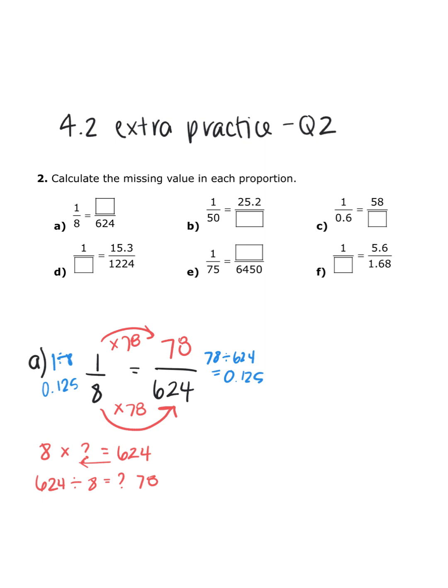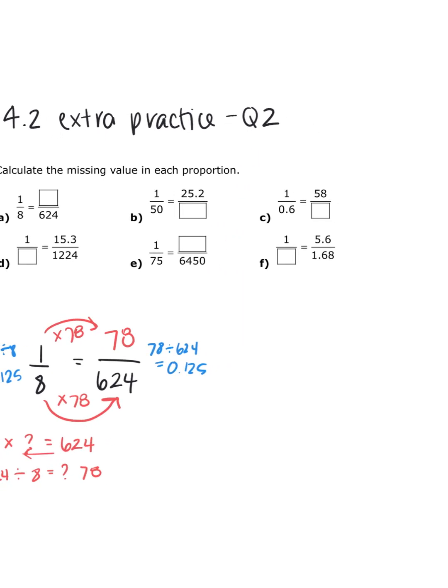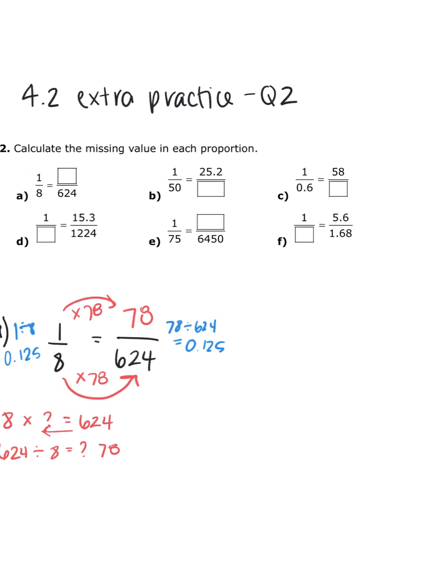Let's take a look here at part D. So I'm just going to take some room here and copy it down. I've got 1 over an unknown denominator in this case is equal to, on the right-hand side, I've got 15.3, and on the denominator, I have 1,224.